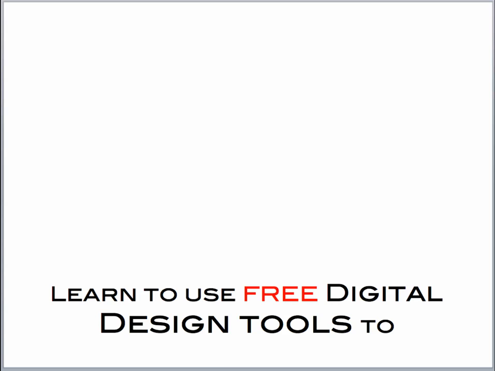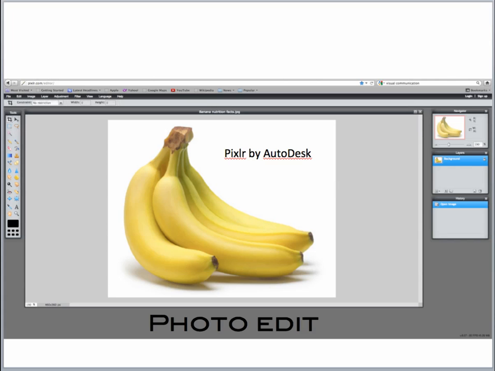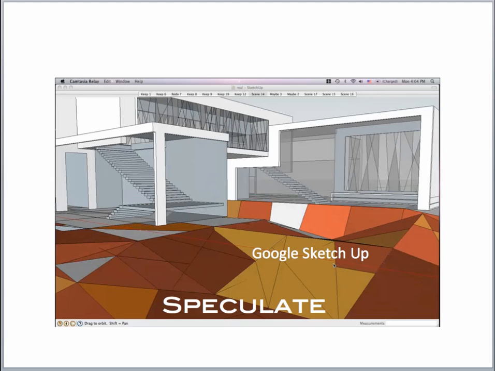You can learn to use free digital design tools to conceptualize and to build your ideas. Something like Sumo Paint here, which is an equivalent to Adobe Illustrator, or Pixlr, which is a photo editing program and a photo compositing program. It's much like Photoshop. You'll also improve on your computing skills, and you'll learn to translate between different programs and use different software for various purposes, whether it's to create a presentation or to get information to somebody else in a visual way.